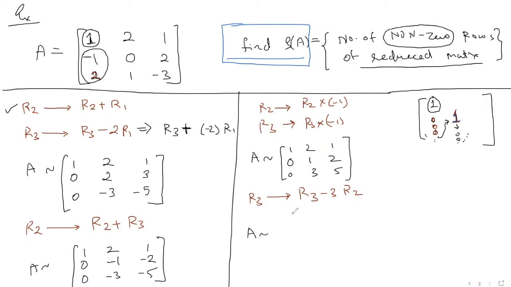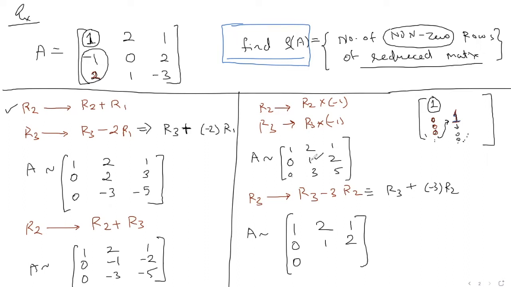So A will reduce to, we are only changing the third row. It is 1, 2, 1. This is 0, 1, 2. And then row 3 becomes row 3 plus minus 3 times row 2. So we'll perform this operation. I'm just teaching you how to perform this operation, so watch carefully. Multiply row 2 by minus 3. Minus 3 into 0 is 0, and add here, so nothing changes here. This stays 0 only. It's a good thing.